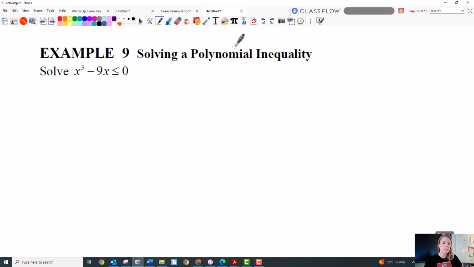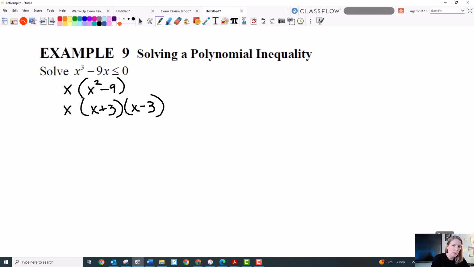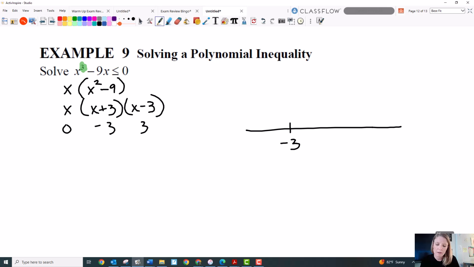A polynomial inequality, I'm just going to do the same thing. I'm going to factor, take an x out. I would have x squared minus 9. That factors into x plus 3 and x minus 3. So I have 3 answers. I have 0, negative 3, and 3. I have 3 answers because that is cubed. Whatever that number is, that tells you how many answers you have. So in order, negative 3 comes before 0, comes before 3.